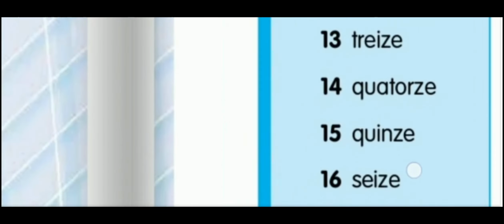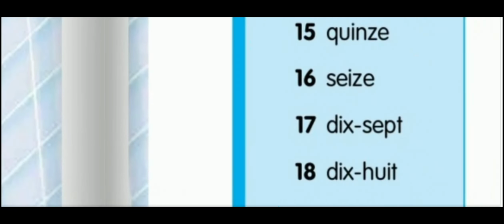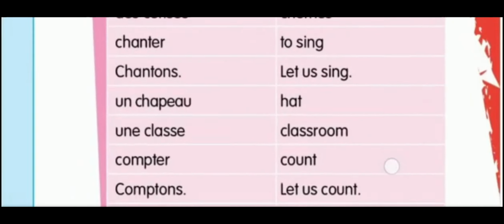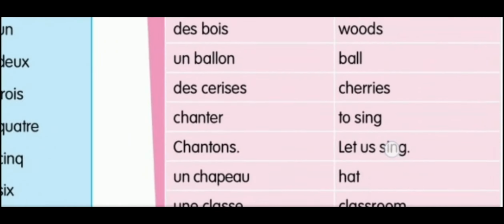And do remember the differentiation between the normal 6 and the 16. The 6 has the same spelling as in English, but the pronunciation is cease, and the 16 is pronounced as seize. Now going on to the vocabulary table, let us see what are the words written here.